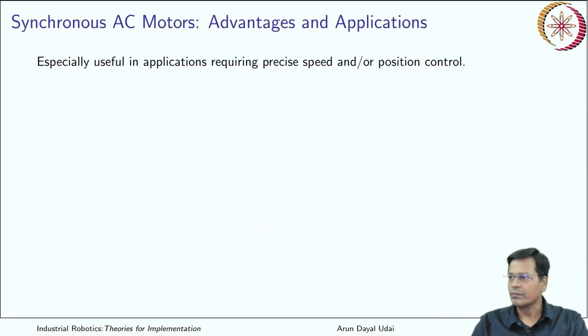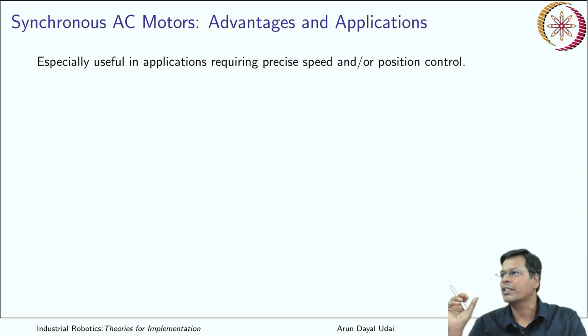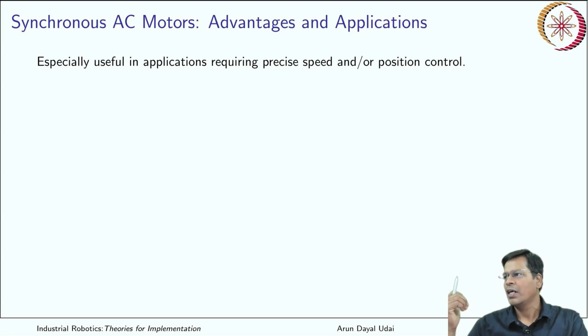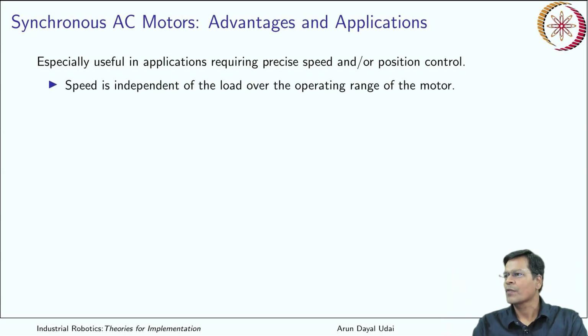So now the synchronous AC motor also has some advantages. We'll see it here. It is especially useful in applications that require precise speed, the kind of robotic arm, which requires precise speed or position control most of the time. Okay, so speed is independent of the load. You see, if you increase the load, your speed is not going to vary.